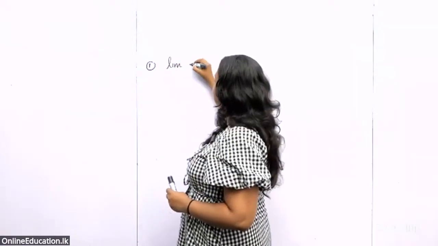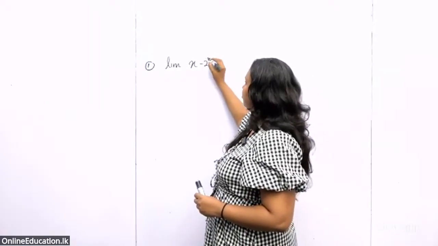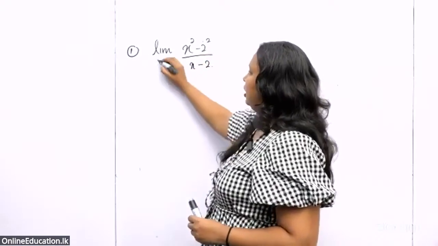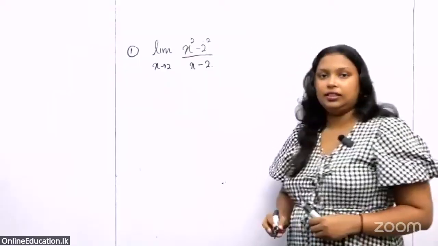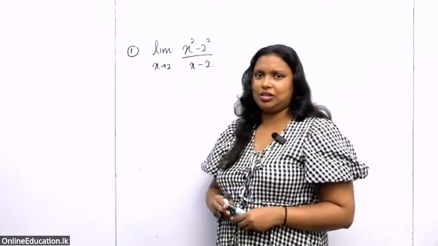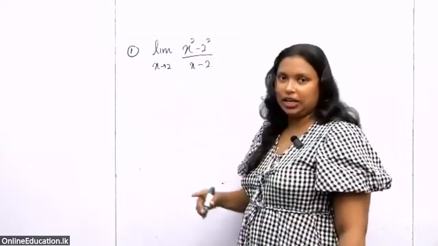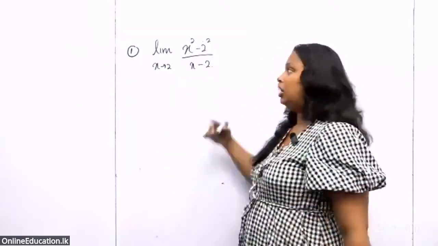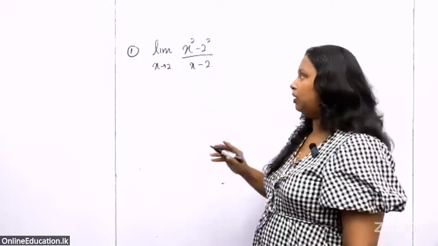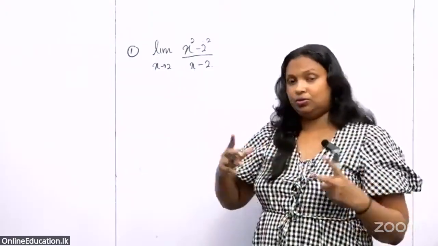limits of x squared minus 2 squared over x minus 2 when x tends to 2. This kind of one, right? You just substitute 2 instead of x and say we can't go for a direct substitution. If you go for a direct substitution, you will get 0 over 0. Clear? Undefined conditions.